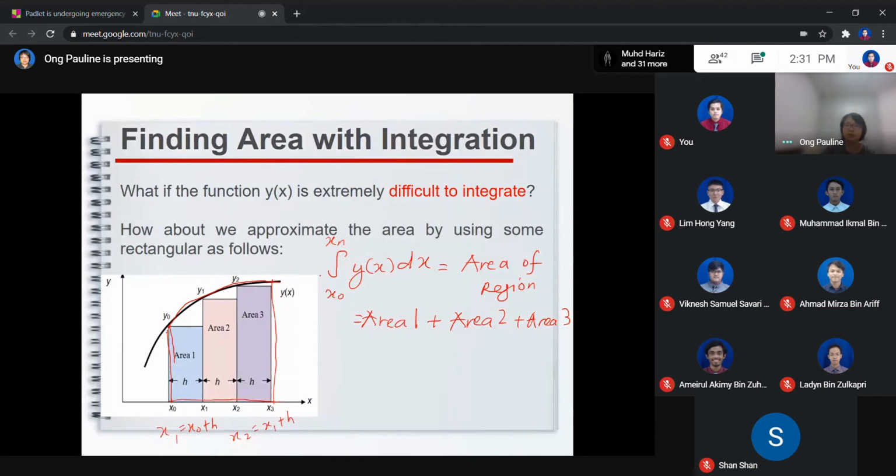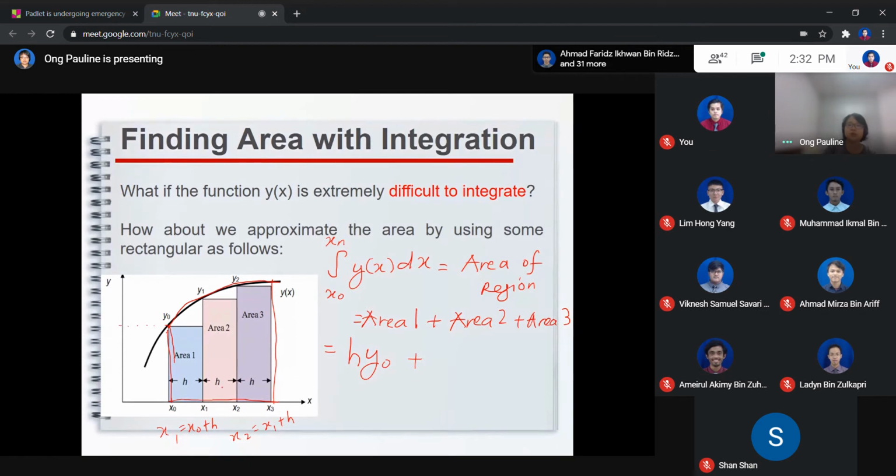So what is the equation for the area of a rectangle? The area of a rectangle, luas segi 4 tepat, you should know that it is the panjang kali lebar, the length multiplied with the width. So the width here, lebar, is h, right? How about the height of area 1? The height here is y0, so you have hy0.